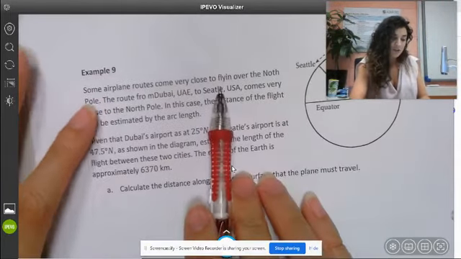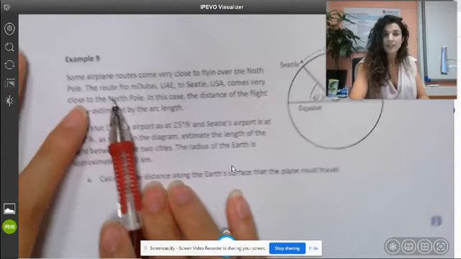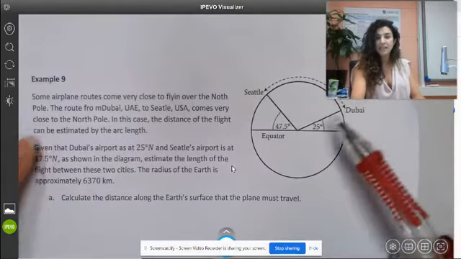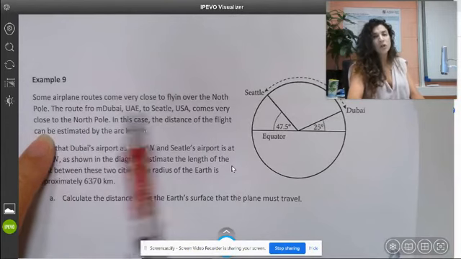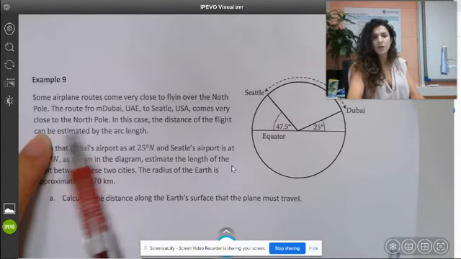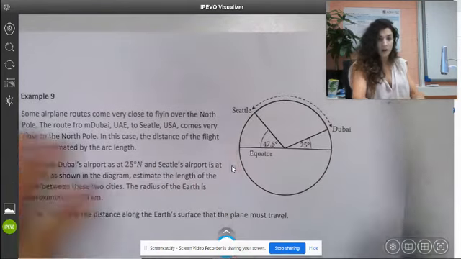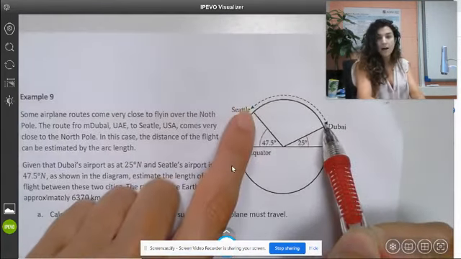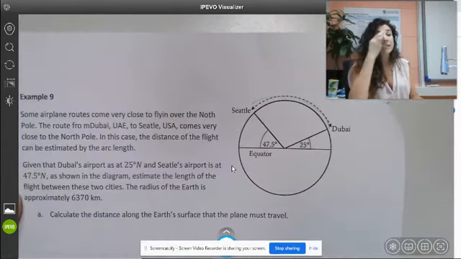Some airplane routes come very close to flying over the North Pole. Oh man, I really struggled in typing this. The route from Dubai, UAE, to Seattle, USA, comes very close to the North Pole. In this case, the distance of the flight can be estimated by the arc length. So we're talking about the flight path and the distance between Seattle and Dubai.